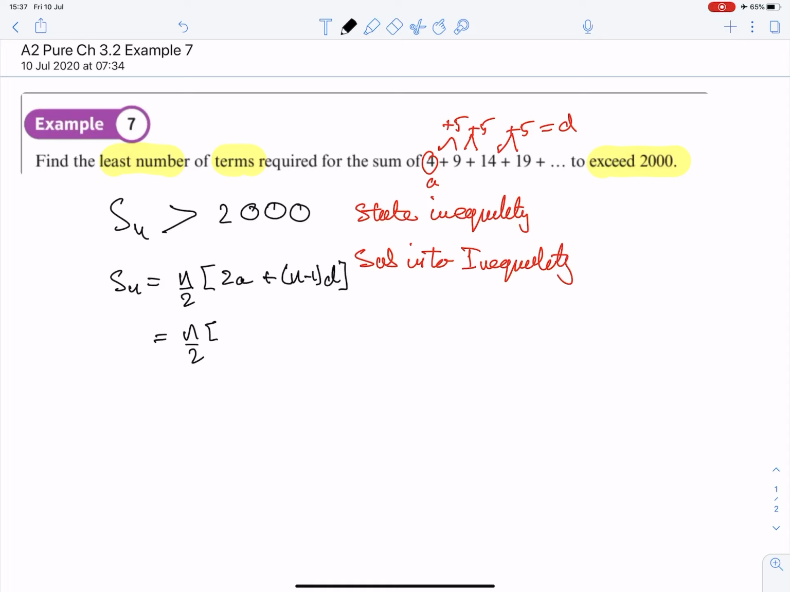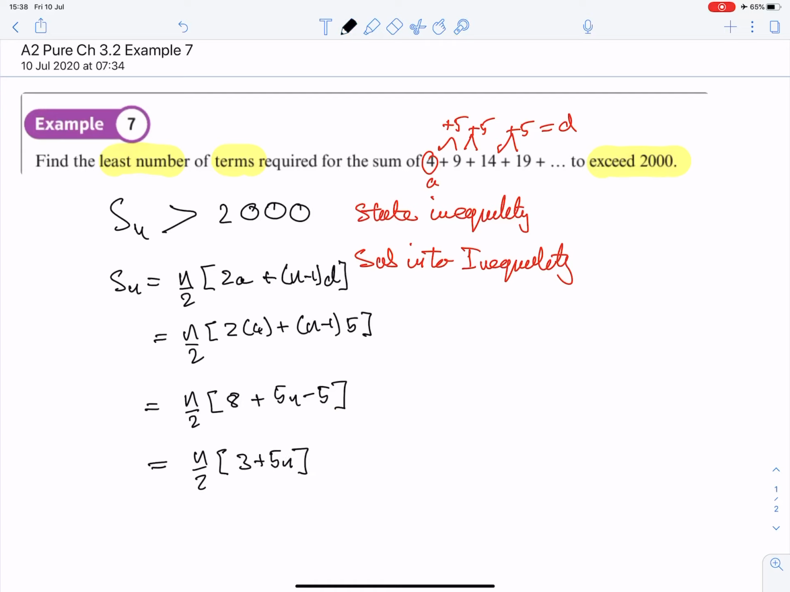We do know that a is 4. So it's 2 lots of 4 plus n minus 1 lots of the difference, which is 5. So we've got n over 2 times 8 plus 5n minus 5. Tidy it up, n over 2. Collect the like terms. So we've got 8 take away 5 to leave 3, plus 5n. And now we've simplified that.